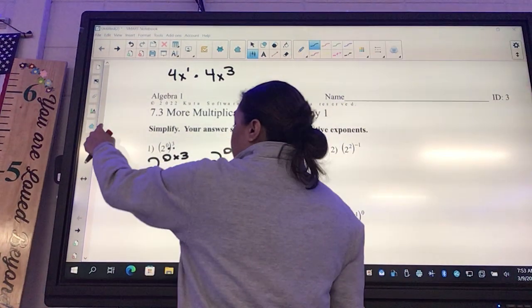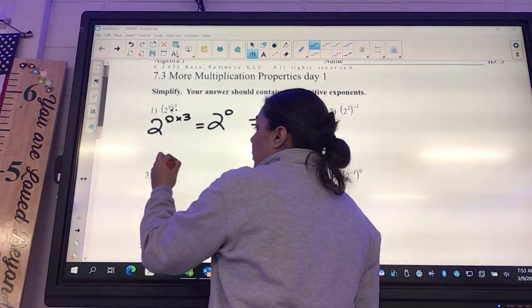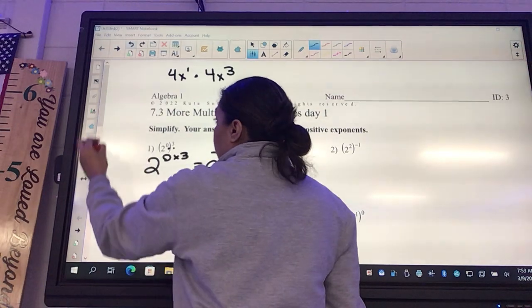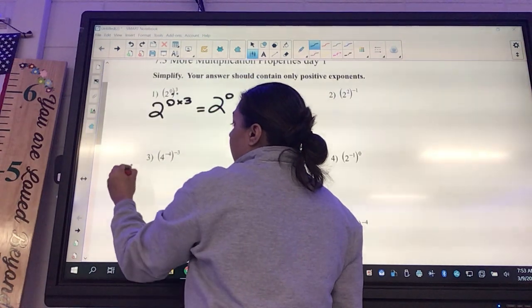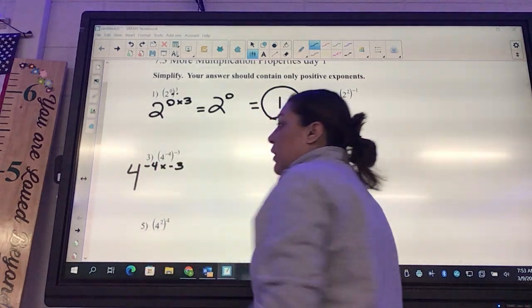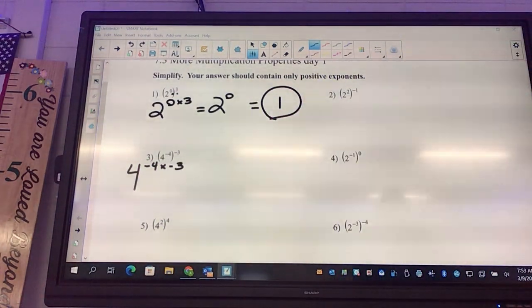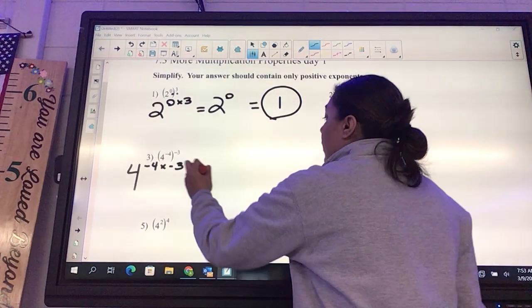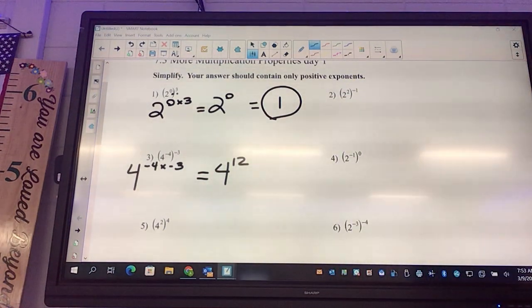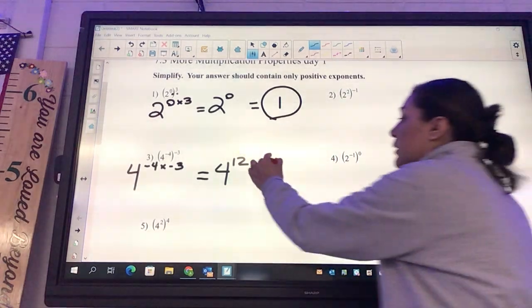If we look at number 3, I'm going to multiply the two littles together. You don't have to write this all the way out, I am for the first couple. It's going to be negative 4 times negative 3. What is negative 4 times negative 3? 12. So it's going to be 4 to the 12. Do we need to convert anything? No. So that one's done.